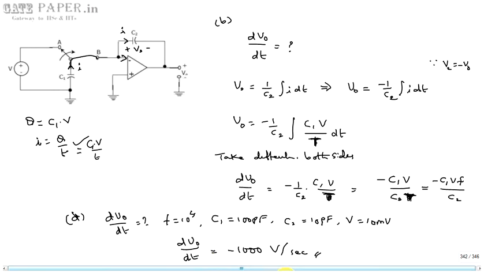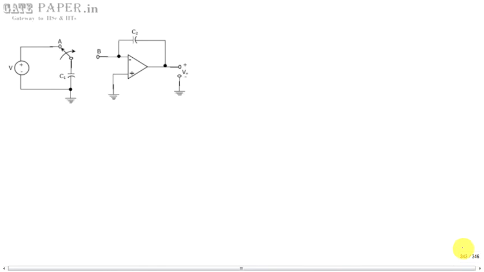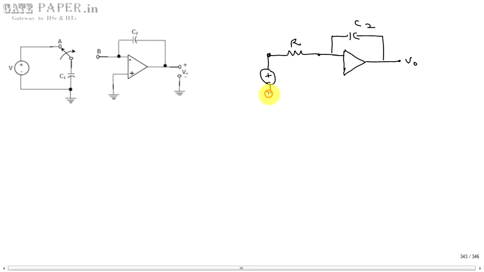And next we are going for the C. To get the same rate of change dV0 by dt, if the switch and capacitor C1 are replaced with a resistor, so now this is C2 and it is R, connected with V. What is the value of R to get the same average rate of change of output voltage?